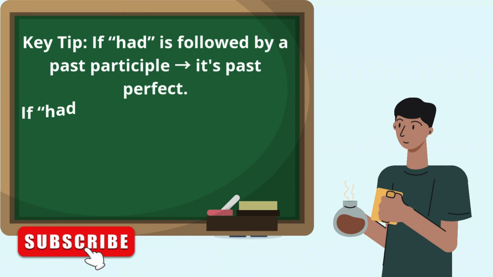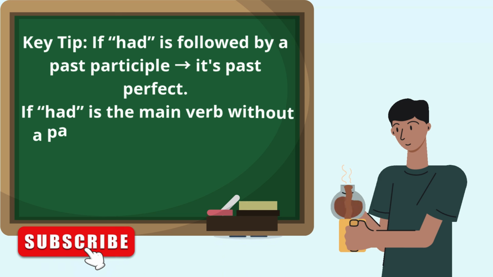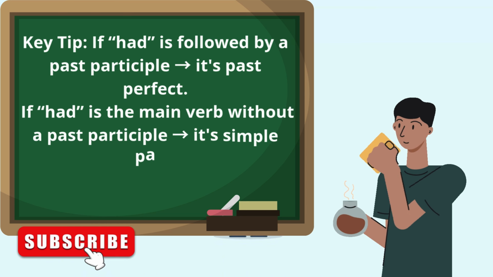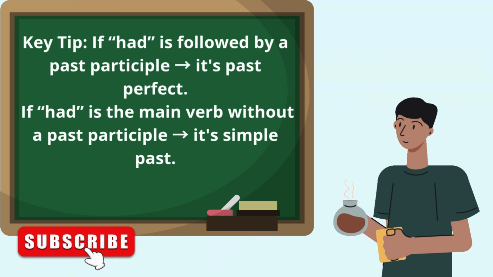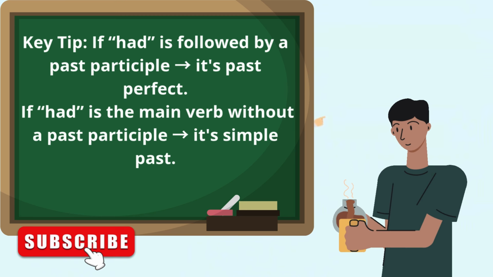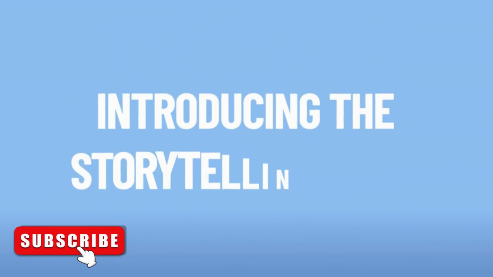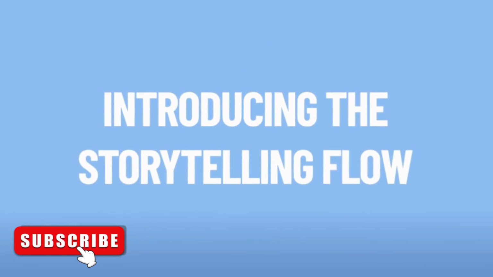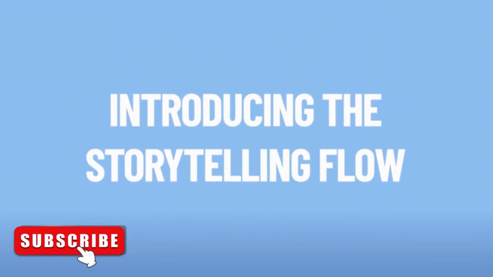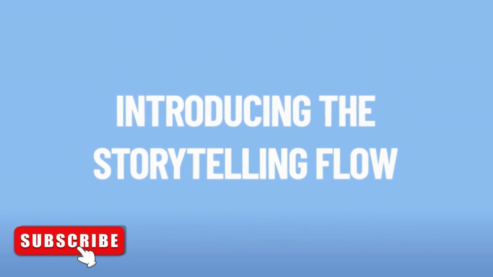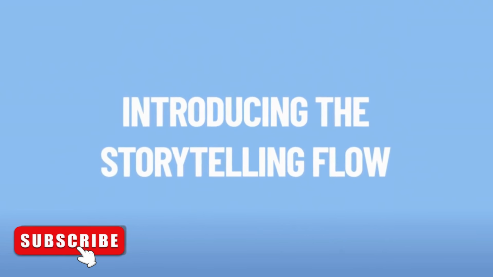How to tell them apart? Ask yourself this. Is had followed by another verb in its past participle form, e.g., had eaten, had gone, had studied? Yes, it's past perfect. He had studied French. Now we're moving from single sentences to how these tenses work together to create a natural flowing story, what I call the storytelling flow.